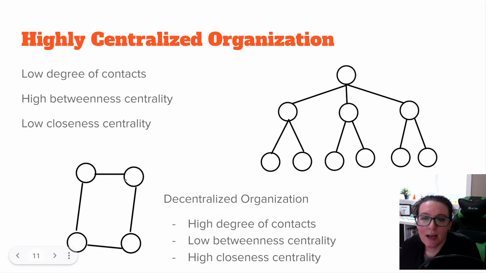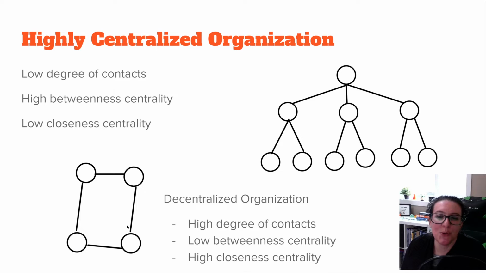In comparison, in a very flat organization, everybody's in contact with everybody else. So there is a high degree of contacts. There's low betweenness. You don't have to go between other people to contact someone else. And it's not a long path to contact someone. So we can look at building a network graph and then analyzing the level of centrality.